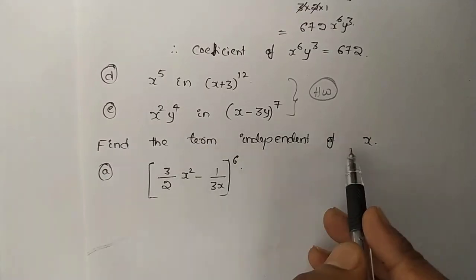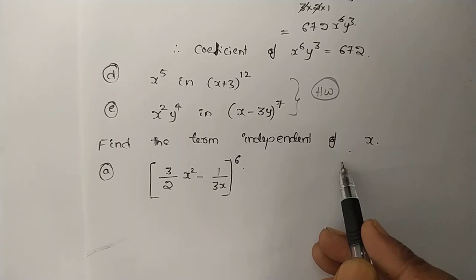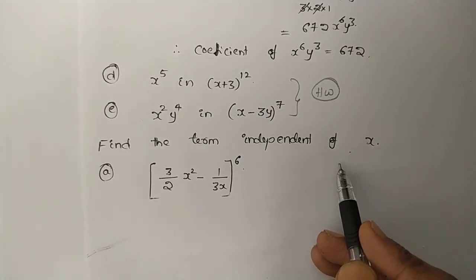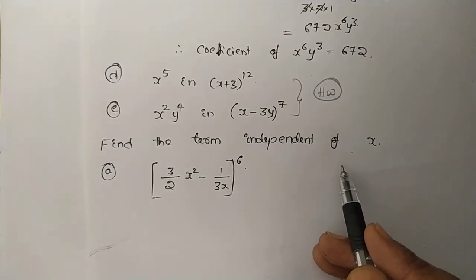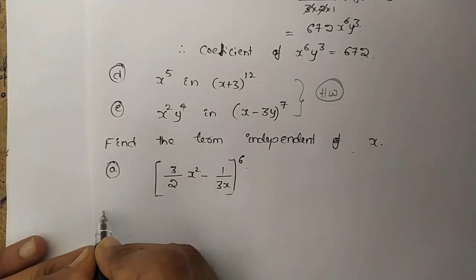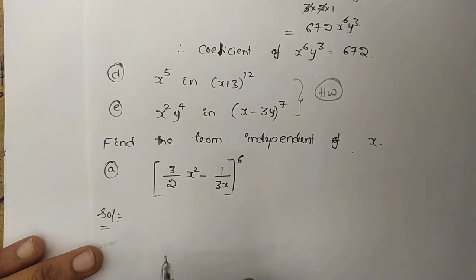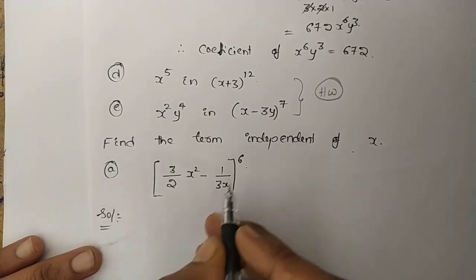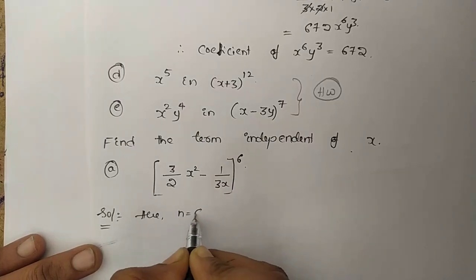Find the term independent of x means we have to equate x powers. After finding the general term, we have to equate x powers equals 0. That's it. Remaining steps are very similar. So first of all, find its general term. Here n equals 6.